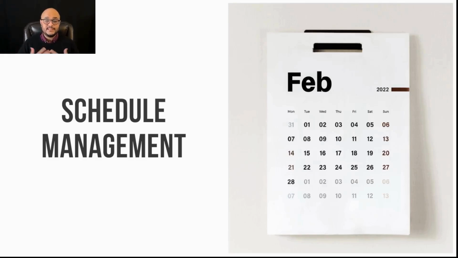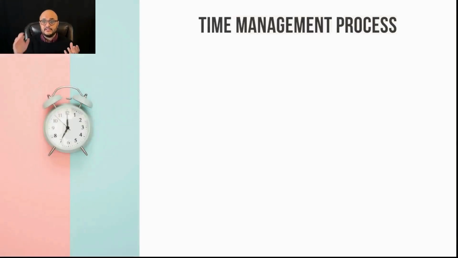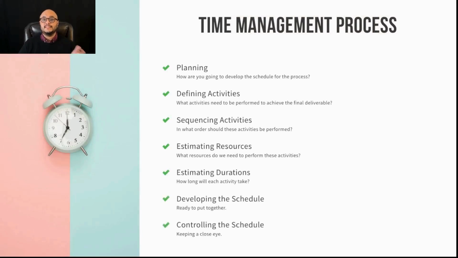Now, scheduling is a key part of project management. It is really important, and it's important that you plan it right. It's part of that planning phase. It's important that you plan things correctly because it will determine how the project will go. It will determine how the activities are sequenced, how long each activity will take. And all of these factors are part of what's known as a time management process.